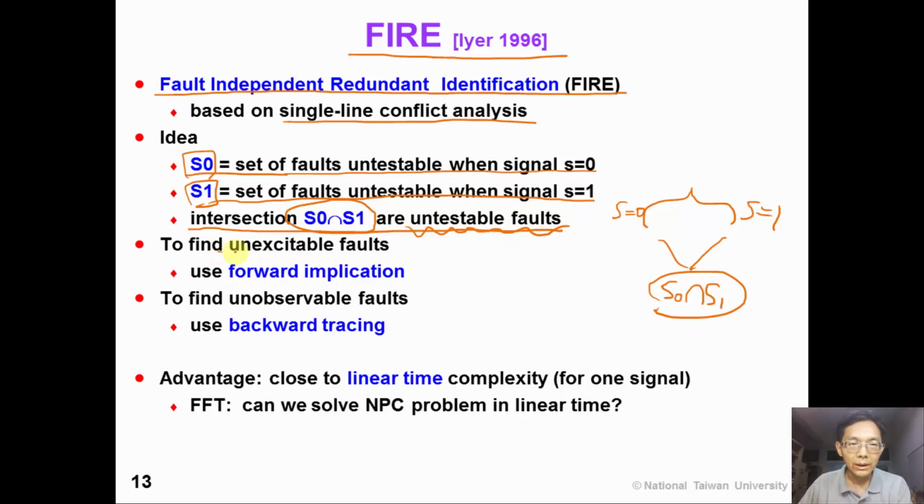To find an unexcitable fault, we need forward implication. To find an unobservable fault, we need backward tracing. The advantage of the FIRE algorithm is that it can be finished in close to linear time for one signal. Here we have a question for you. Can we solve an NP-complete problem in linear time? This is food for thought for you.